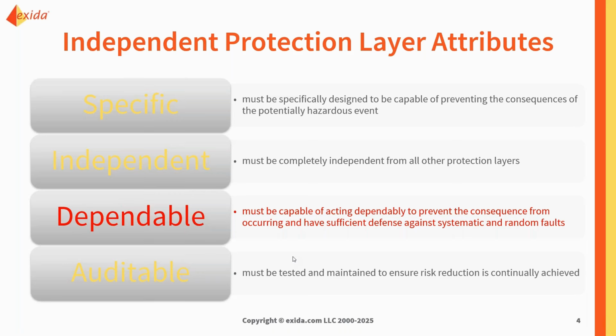And thirdly, do we have a paper trail to prove that we're doing what we said we were going to do? And then the random faults also, we have to have defense against random faults. So this is very important, and this is part of our SIL verification process that we go through. And then finally, we have to be able to test and maintain it to ensure that the risk reduction is continually achieved. So this is also a very important part.